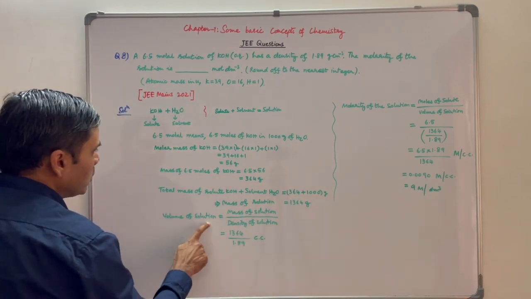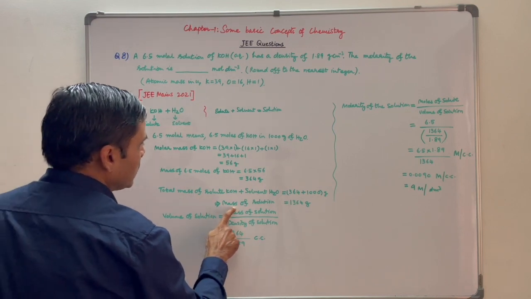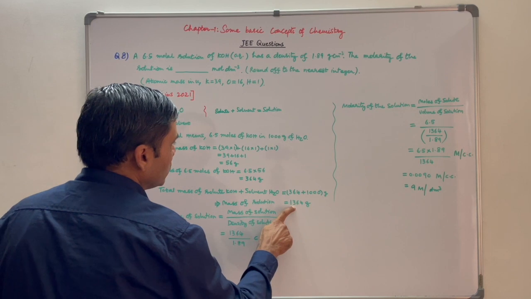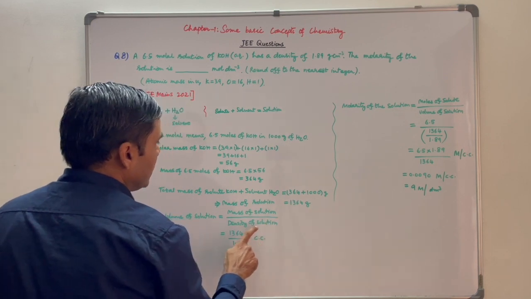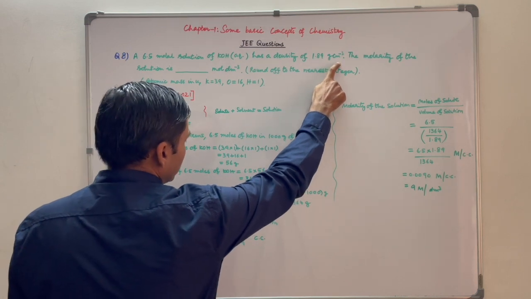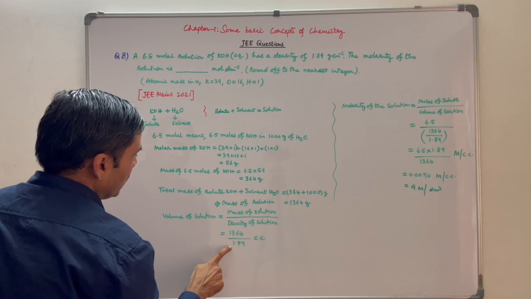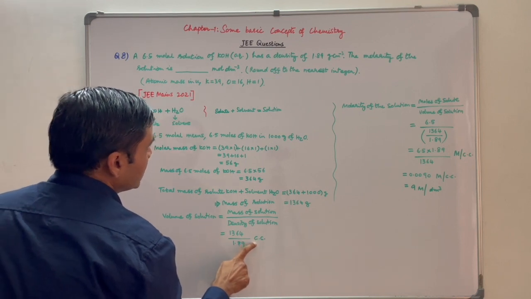So volume of the solution will be mass of solution upon density of solution. Mass of solution we have just figured out, 1364 gram, and density of the solution is given as 1.89 gram per centimeter cube. So volume of the solution will be 1364 upon 1.89 centimeter cube.